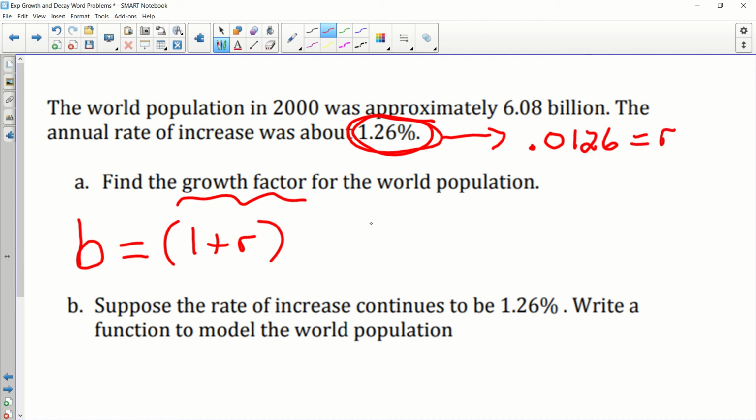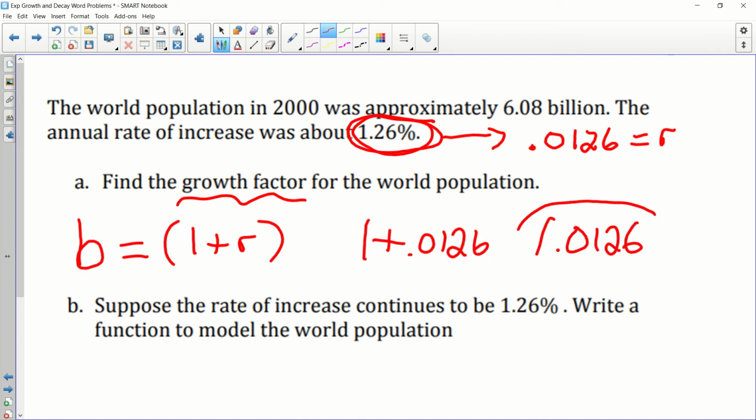So to figure out my growth factor, I'm going to do 1 plus 0.0126 to get my growth factor of 1.0126. That is my growth factor. That is my B value. Keeping in mind that we're using the exponential formula, y equals a times b to the power of x.